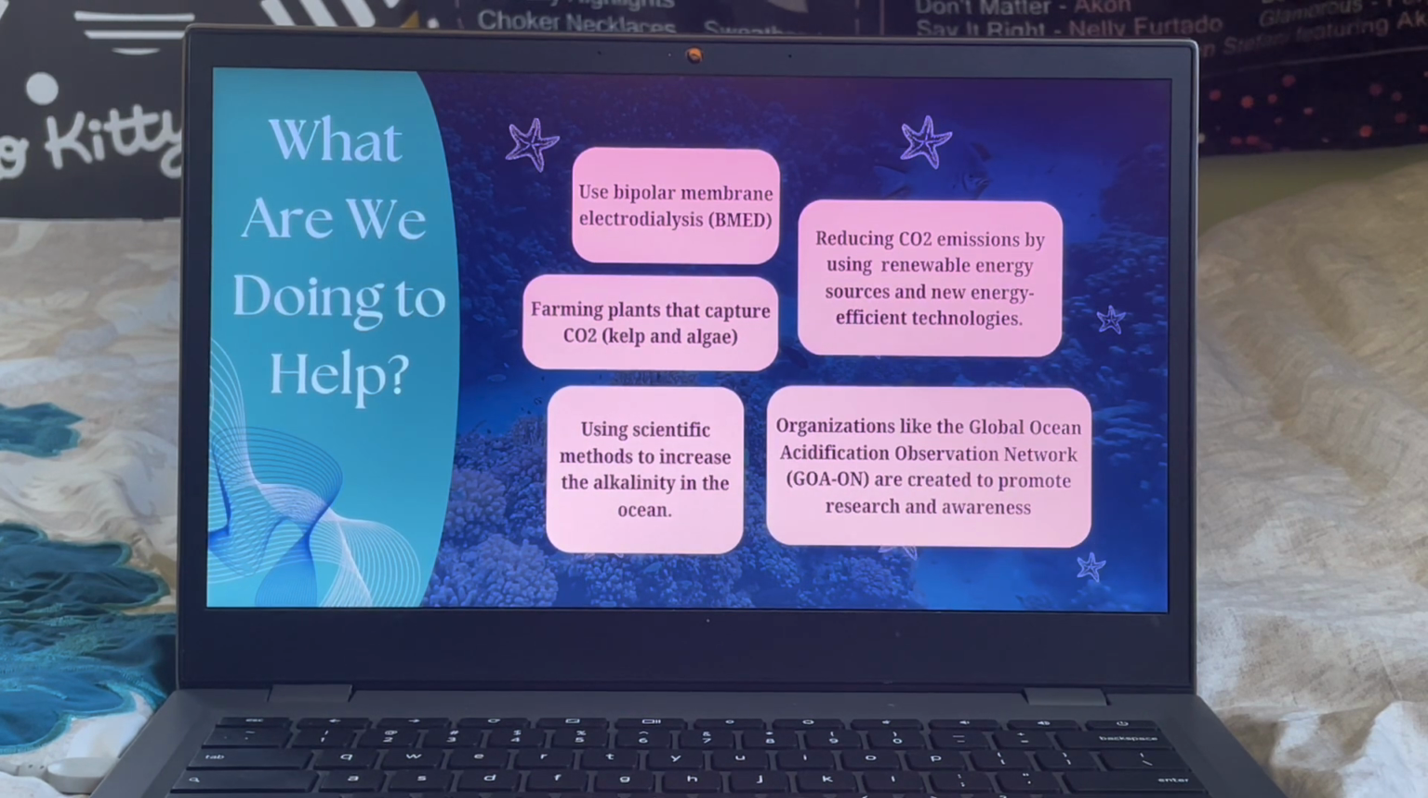acidification. An obvious attempt is trying to reduce carbon emission by using renewable energy and new energy-efficient technologies. Examples include solar energy and electric cars. There are other practices scientists are doing to increase the alkalinity of the ocean.